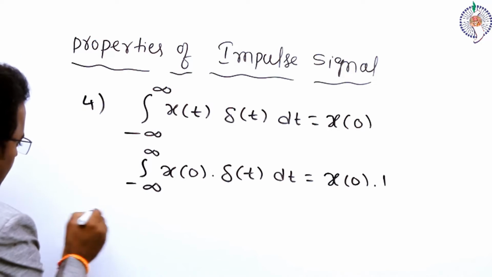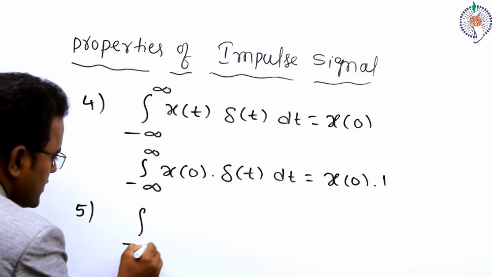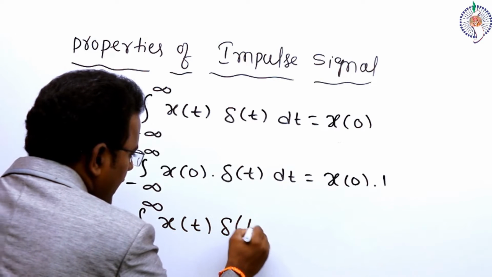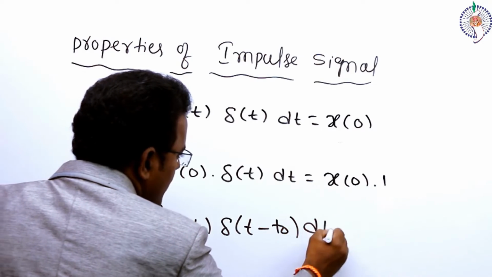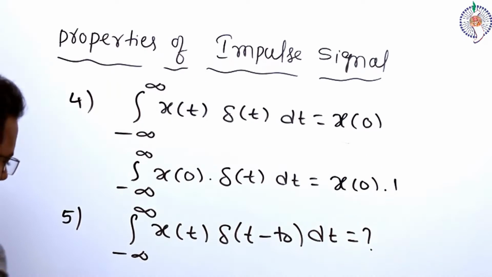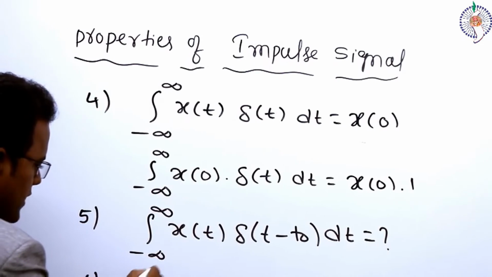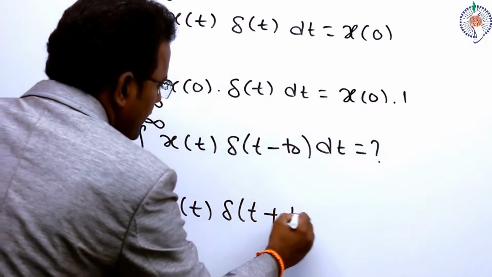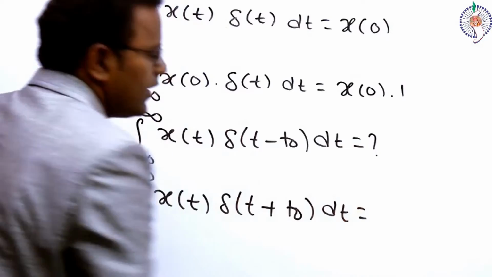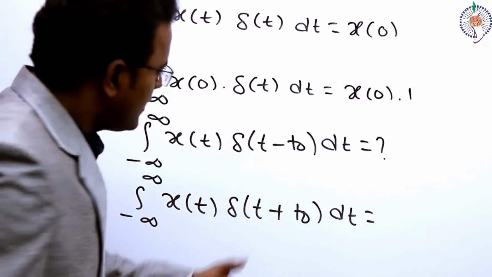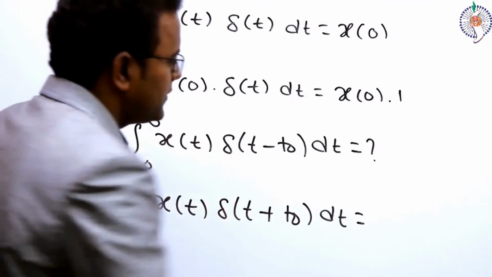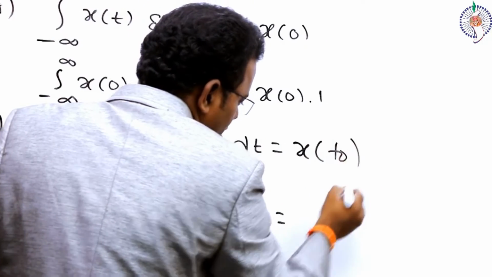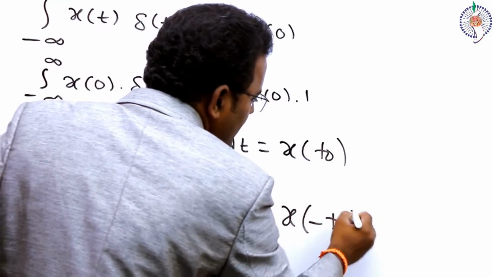In the same manner, can you say the answers for these two questions? Integral from minus infinity to plus infinity of x of t into delta of t minus t naught dt, first one, and the next one, integral from minus infinity to plus infinity of x of t into delta of t plus t naught. Yes, most of them are getting answers. What is the value for this? Delta of t minus t naught, what is the value? x of t naught. For this one, x of minus t naught.